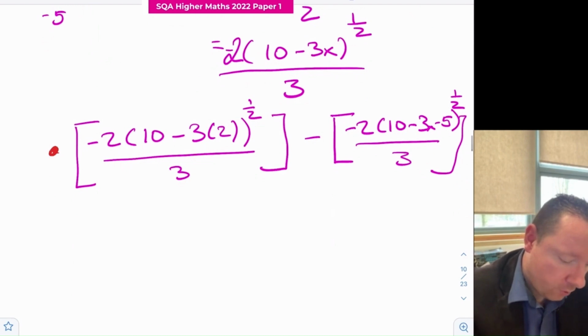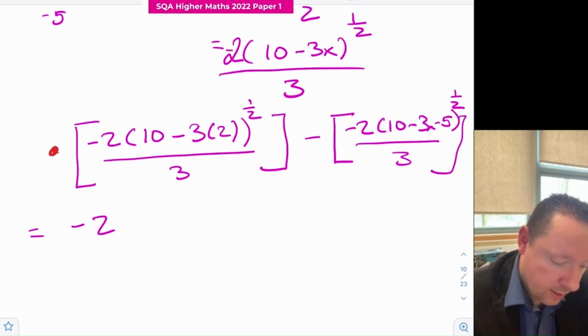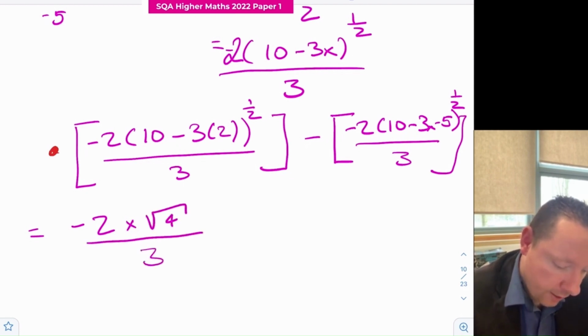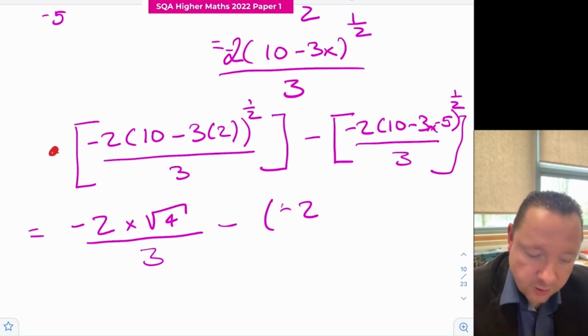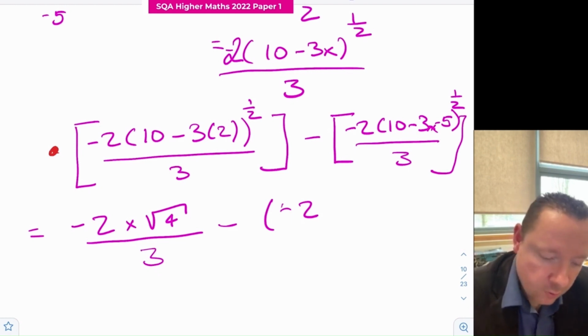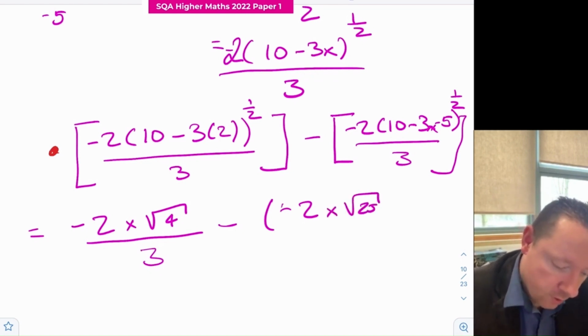Just being very careful. So we've got -2, 10 minus 6 is 4. So it's times the square root of 4, because to the power of 1/2 is square rooting, divided by 3, and that's minus. And then we've got -2 again, 10 minus 3 times -5. That's -3 times -5 is 15. So that's 10 add 15, which is 25. So it's times the square root of 25 over 3.